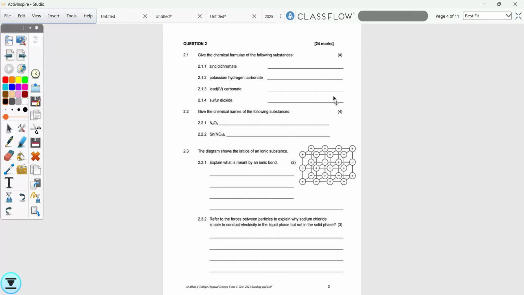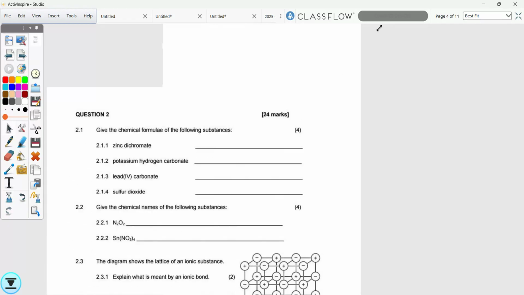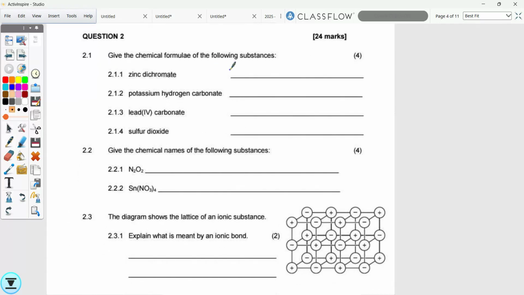All right, yeah. Can you see that now just naming, which is Form 2 work, is going to give you basically 8 marks. So please don't get these wrong. Zinc dichromate. You need to know that this is Zn 2 plus. Dichromate is Cr2O7. But now, what is the charge on Cr2O7? 2 minus. So this is plus 2, minus 2. They cancel each other, so I just need one of each.